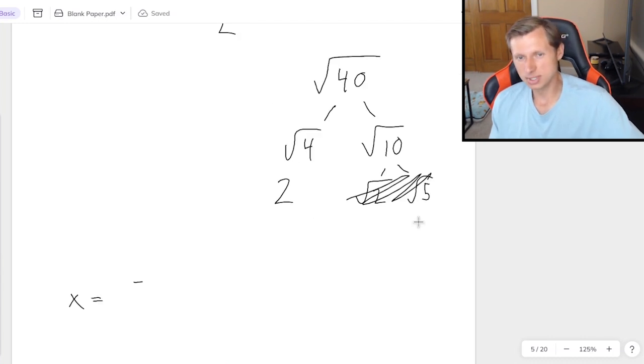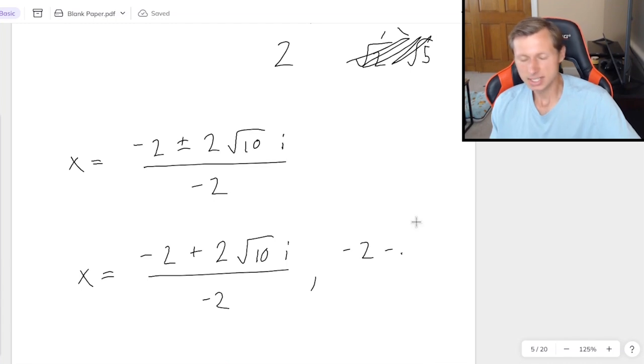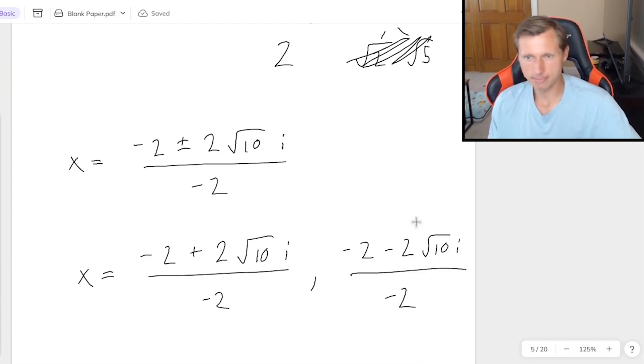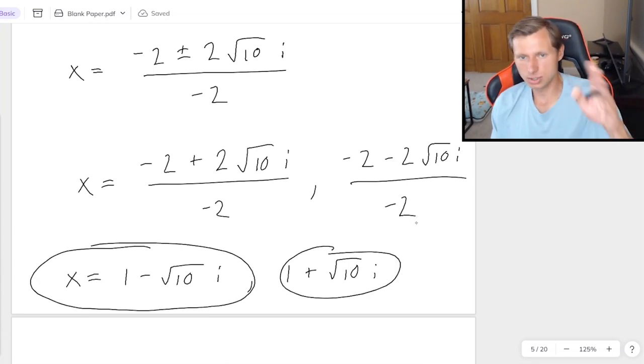So we have x equals negative 2 plus or minus 2 root 10 i divided by negative 2. And then I'm just going to write this out as negative 2 plus 2 root 10 i over negative 2 and negative 2 minus 2 root 10 i over negative 2. So when I simplify the first one and just divide by negative 2, that's going to get me 1 minus root 10 i. And for the second one, it's going to be 1 plus root 10 i. And these are my two answers. Or if you wrote it as 1 plus or minus root 10 i, that would be correct as well.